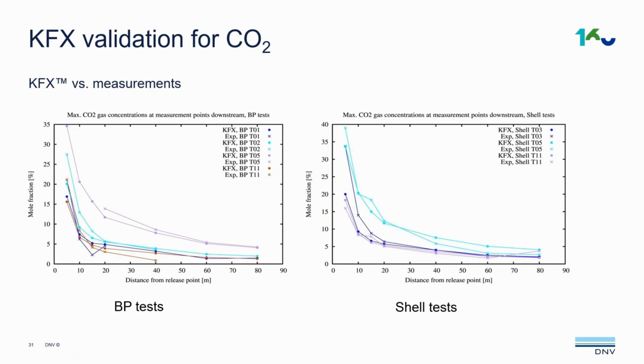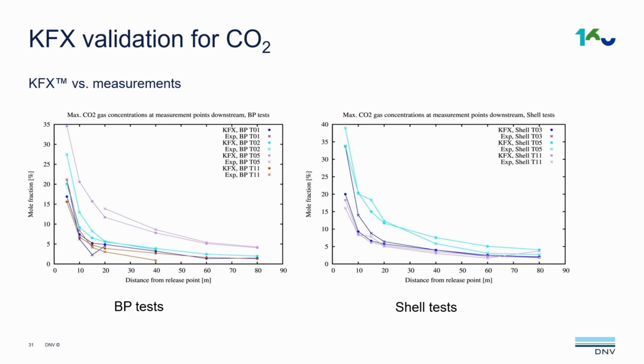So talking about these tests, they have also been used to carry out validation for the CO2 model in KFX. You can see here two graphs, on the left for the BP tests and on the right for the Shell tests, comparing the maximum CO2 gas concentrations obtained at measurement points downstream from the test and the scenarios modeled with KFX. The experiments are represented by a cross and KFX scenarios by a circle.